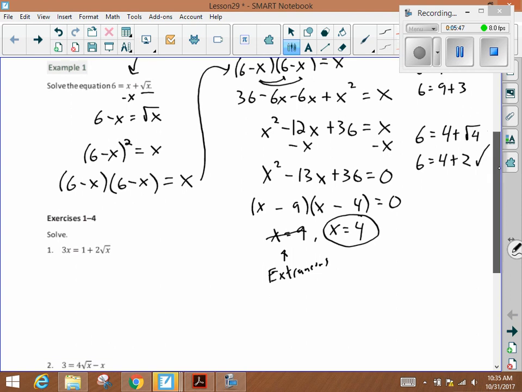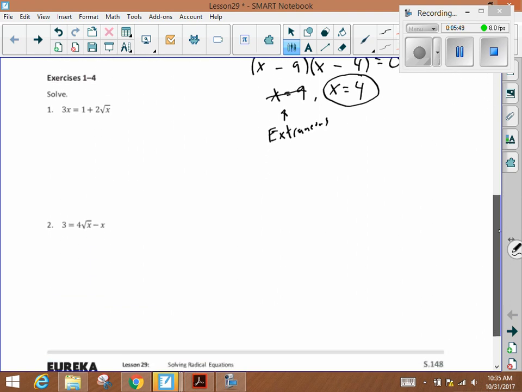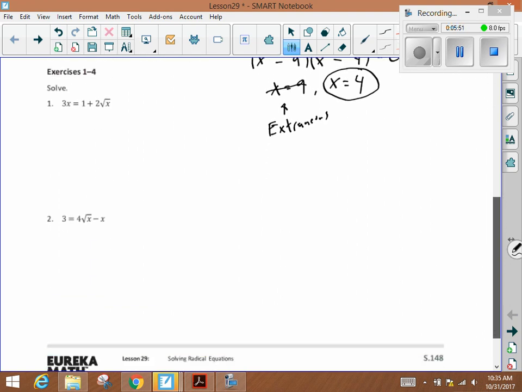That was fun. Looks like we have 4 to do, and not a lot of room. So I'm going to go ahead and start this one way up here. And just because I'm really running low on room, I'm going to go ahead and subtract 1 from both sides right away.